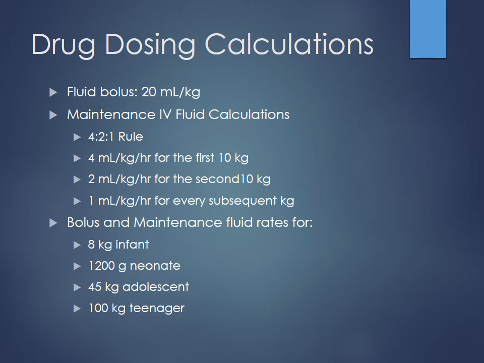So it's a good rule of thumb there. And then what would be their maintenance rate? So for the first 10 kilograms, they're going to get 40 mLs per hour. For the next 10, you're going to get 20. So is that 60 now? And there's 1 mL per kilo per hour for every kilogram after that. So 85? Yeah, so 85. So again, it'd be 40, 60, 70, 85. Okay, so practice that. Do it a couple times and make sure you can do it in your head.